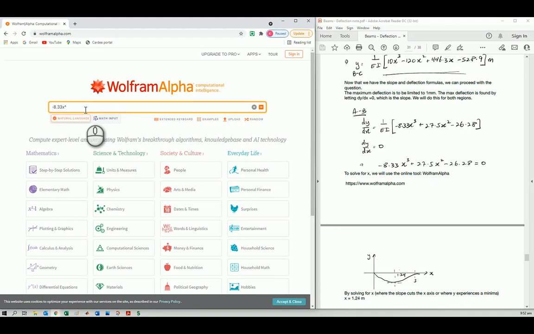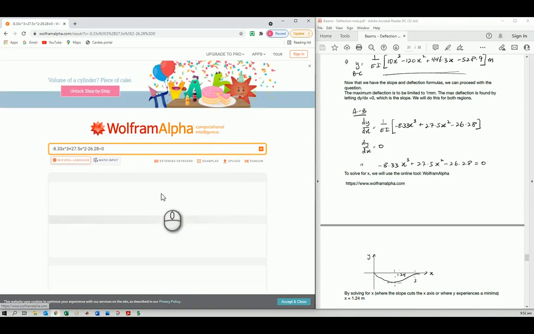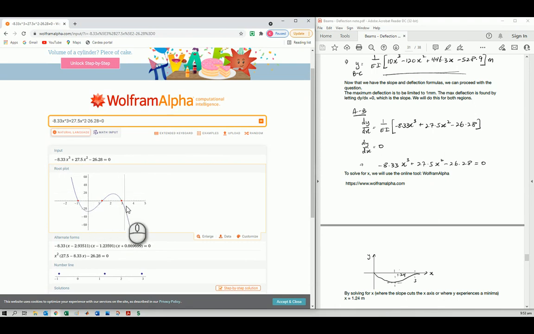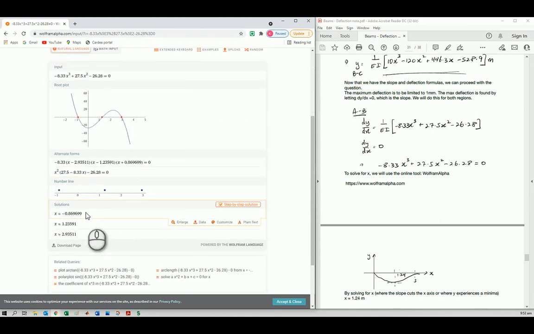So for example, we could have minus 8.33 x to the power 3 plus 27.5 x to the power 2 minus 26.28, and this is equal to 0. By putting this, Wolfram interprets that you want to actually solve the equation. So this is to ensure that the equation was inputted correctly, and you can see this is the slope being plotted. So we have three roots, of course, because it's a cubic expression, and then you could get your 3 solutions.